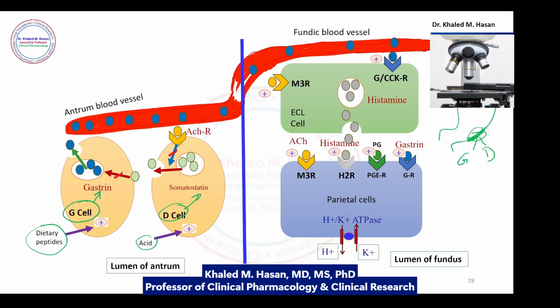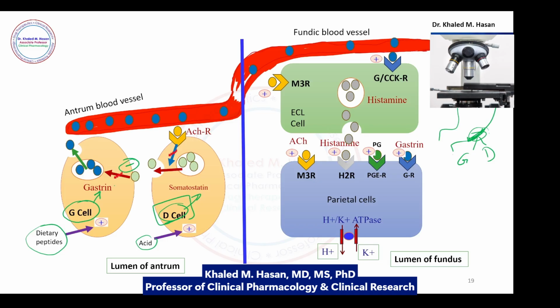Okay, so what we have here, somatostatin, the green circle here, this is somatostatin. The somatostatin is released from the D cells. When the somatostatin is released from the D cells, what happens here? Somatostatin will affect the G cells and inhibit the release of gastrin. Somatostatin is considered an inhibitory hormone. So when somatostatin is released from these cells, this will lead to an inhibitory effect on gastrin, inhibiting the secretion of gastrin.